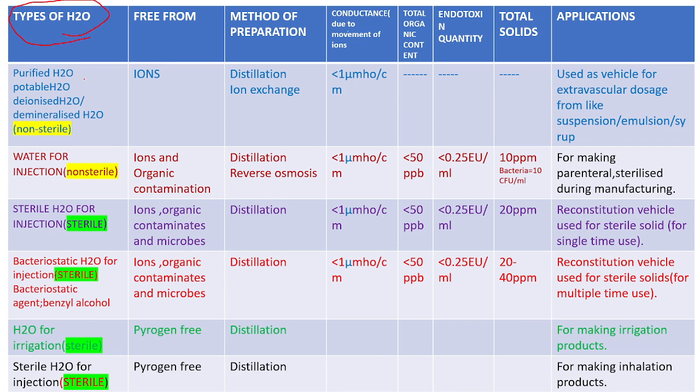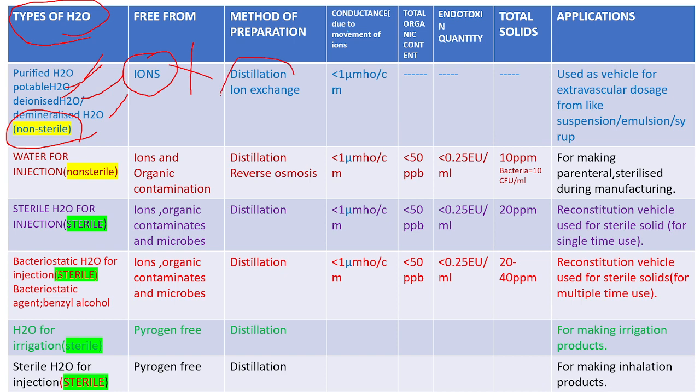The first one is purified water, which we can also call potable water, deionized water, or demineralized water. This is non-sterile in nature, meaning it definitely contains living microorganisms. This purified water is free from ions, it does not contain the ions.